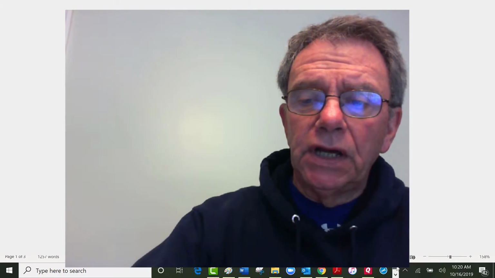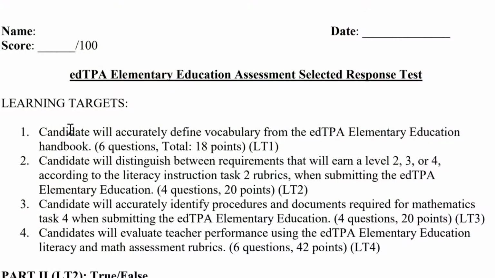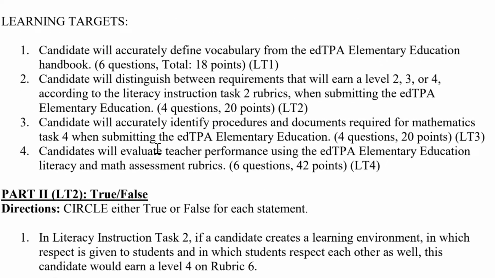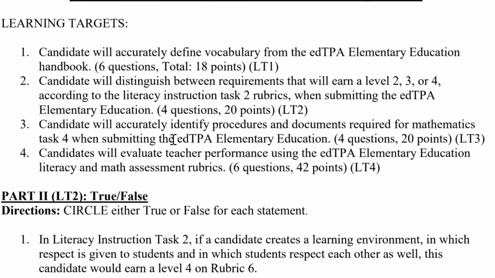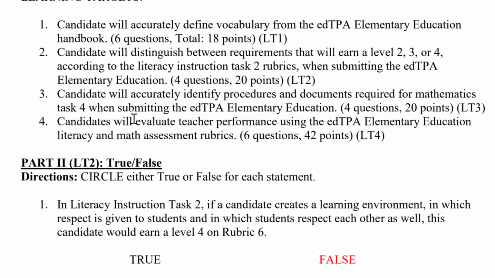And I believe in the exemplar I'm going to show you, the person didn't do that. You can see that the candidate will, the candidate will, the candidate will. So that's just extra verbiage. You don't need that. So make sure you have a place for a name. There should be an answer blank here so the person can write their name in there. But make sure you begin with a name, date, and a place to put the score down.